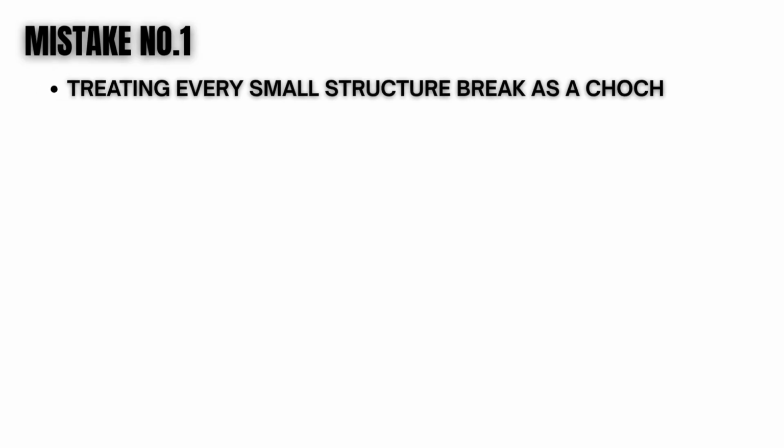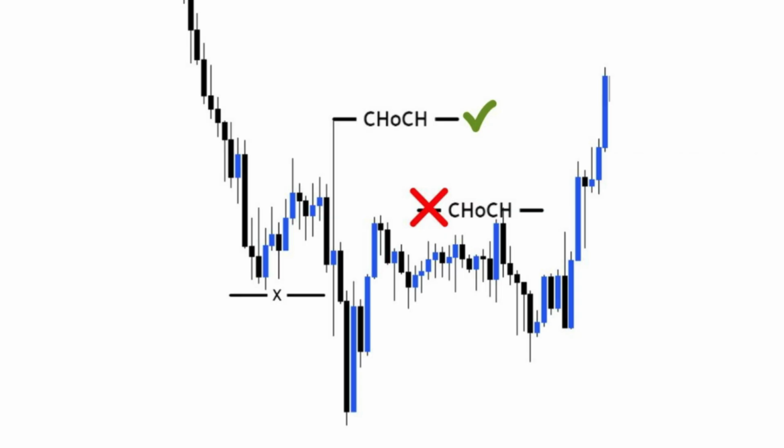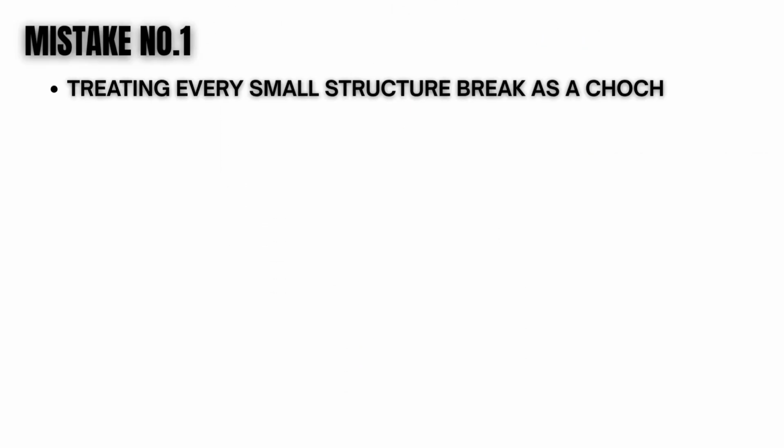Mistake number 1, treating every small structure break as a CHoCH. Not every break below a recent low is a change of character. You need to be looking at significant swing lows, the ones that were created during the trend, not minor pullback lows on a 1-minute chart. Time frame matters. Context matters.